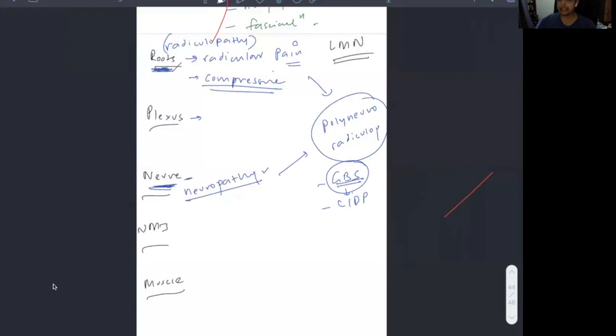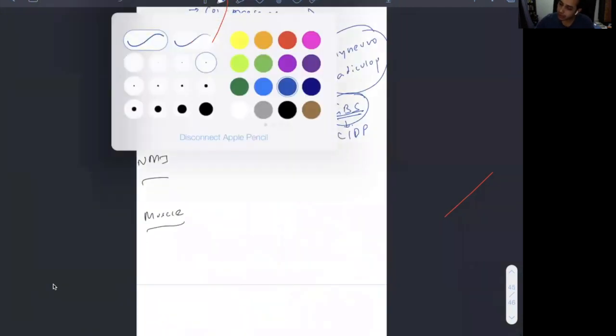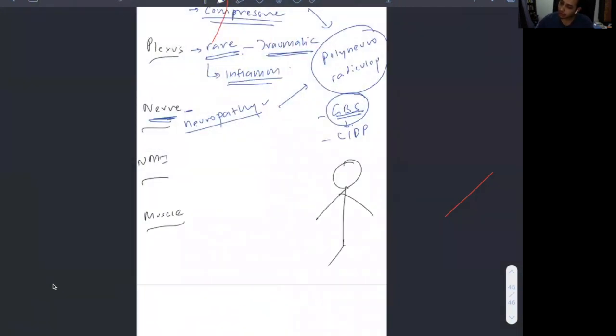Now, plexus, again, a plexus causing quadriparesis is rare. It is usually a single plexus is involved and it is, again, usually traumatic. And the second cause is inflammatory. Okay, so a plexus, there are mainly two types of plexus. There is your brachial plexus and your lumbosacral plexus. Your brachial plexus is the plexus that controls movement of your arms, and your lumbosacral plexus controls movement of your legs.